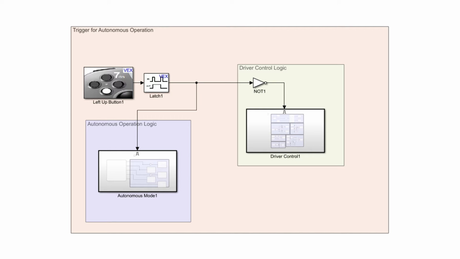To switch between the autonomous and driver control phases, we used two enabled subsystems, one for each phase, and used a latch along with the 7 down button, effectively allowing us to use that button as a toggle to switch between the two states.